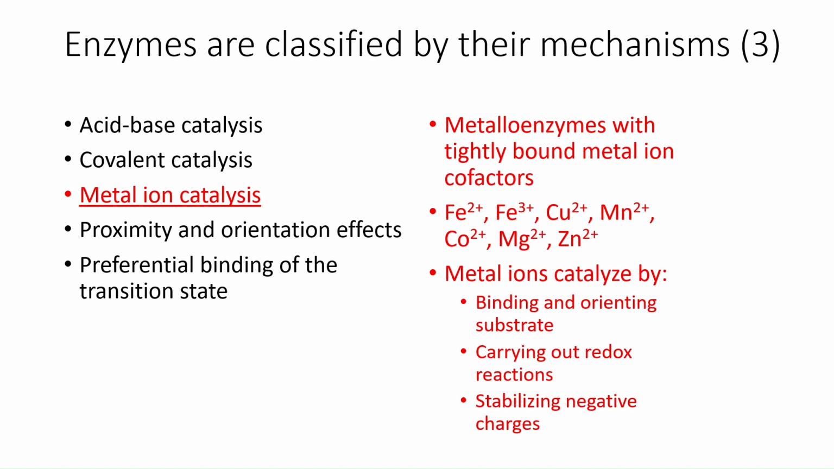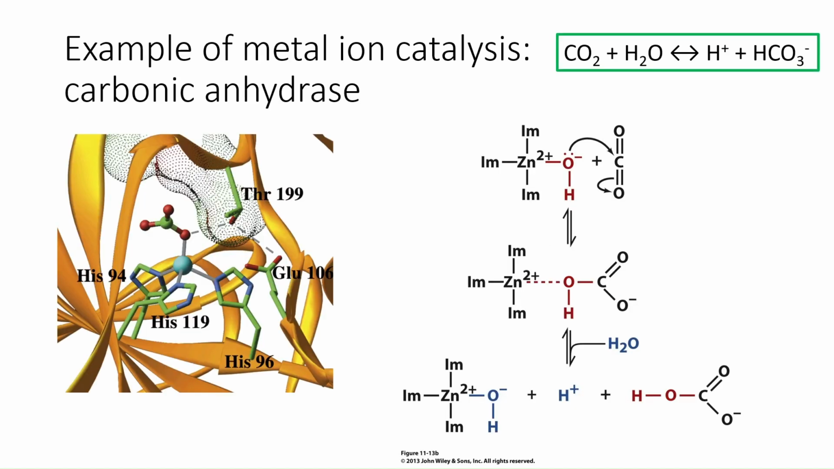They're able to bind to and orient the substrate in a particular direction. They are able to help carry out redox reactions. And they are also pretty good at stabilizing negative charges. So let's look at an example of metal ion catalysis. And this one is going to be our carbonic anhydrase enzyme. And so the reaction that it carries out, again, is shown here in the green box on the right. So we have carbon dioxide plus water makes a proton plus bicarbonate ion.